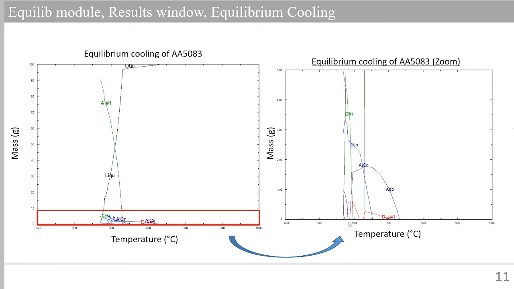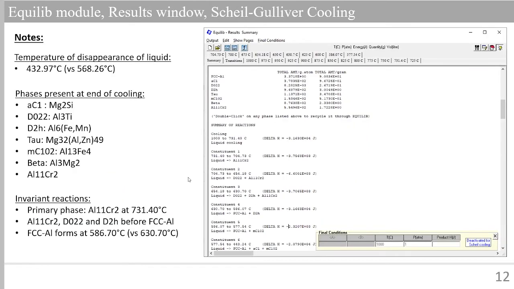Now we will move towards the non-equilibrium cooling. For Scheil cooling, the first thing we'll notice is that the temperature of disappearance of liquid is now much lower, almost 140 degrees lower than in equilibrium cooling, and this of course changes a lot in the phases that will be present at the end of cooling.